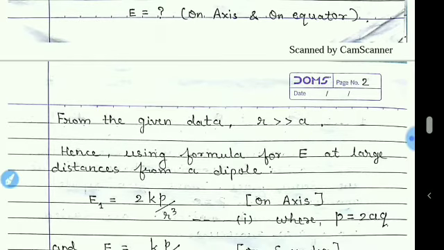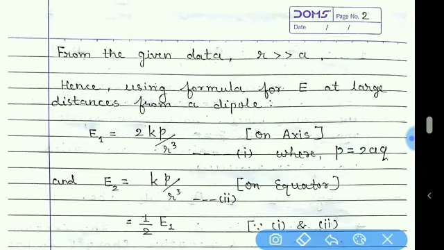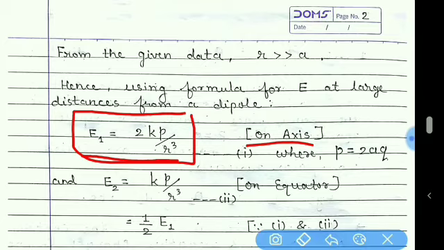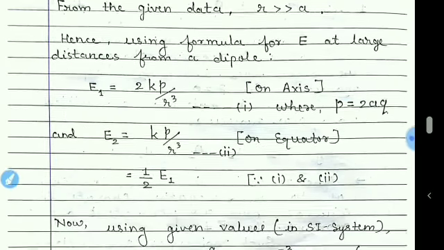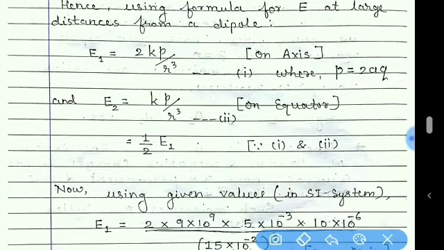So in such type of condition we have to use the simple formula for the electric field, and we have studied in the theory part that on the axis the electric field is given by this formula. E is equal to 2kp by r cube. So now we have written this formula for the axis. Also, the electric field on the equator is given by this formula. This also we have derived in the theory part.